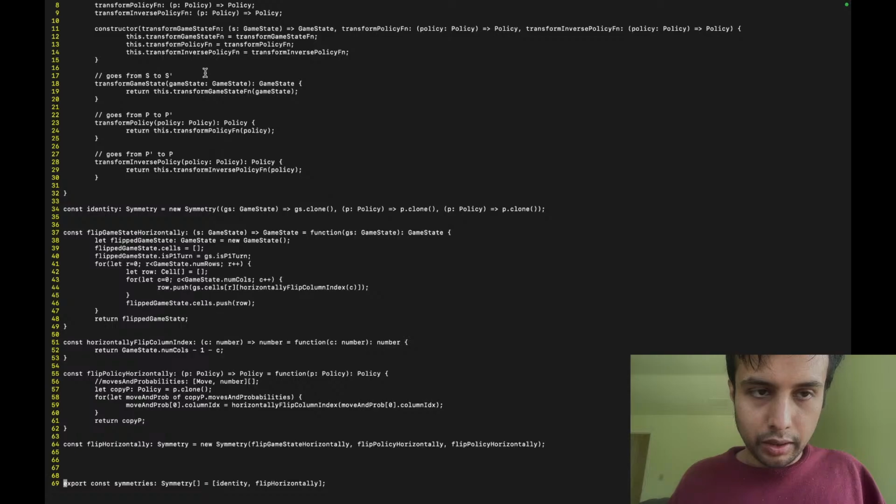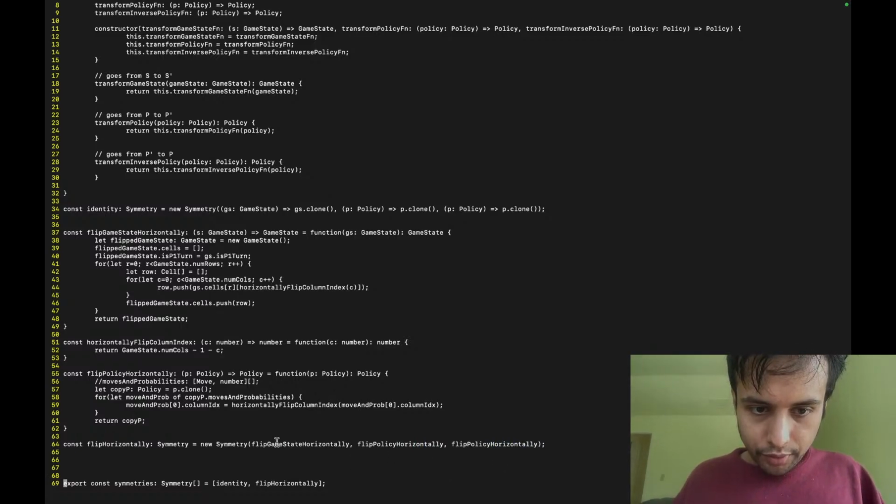The p to p prime and p prime to p are the same exact function. For example, if I look at flip horizontally, we pass in the game state transformation function, and we pass in the same function twice, the same method reference, because it's its own inverse.